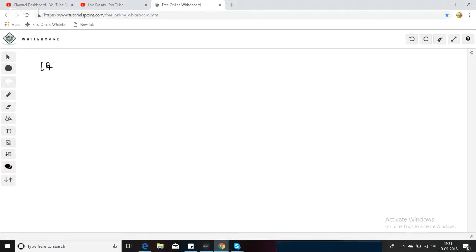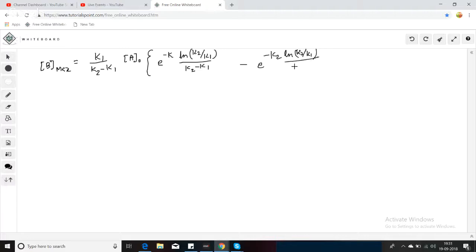B max, if we have to find out, this expression will be as it is: K1 by K2 minus K1 A naught, open bracket, e to the power minus K1 ln K2 by K1 divided by K2 minus K1, all these are e to the power, okay? e to the power minus K2 ln K2 by K1 divided by K2 minus K1, right?